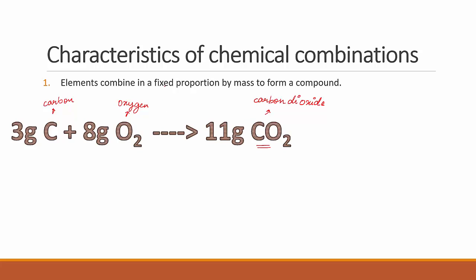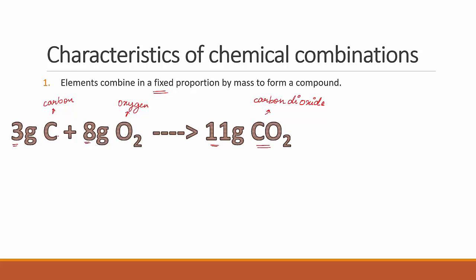So what is the fixed proportion that we're talking about? We said elements combine in fixed proportion. Over here, it says that 3 grams of carbon will mix with 8 grams of oxygen to give you 11 grams of carbon dioxide. So you see, this 3 and 8 are fixed quantities. You cannot change this in any way. You can't make it 4 grams of carbon with 8 grams of oxygen. Then you won't get carbon dioxide, you'll get some other compound. Because this particular combination is fixed, and the mass or weight of carbon and oxygen is fixed, this is one of the characteristics of a compound.